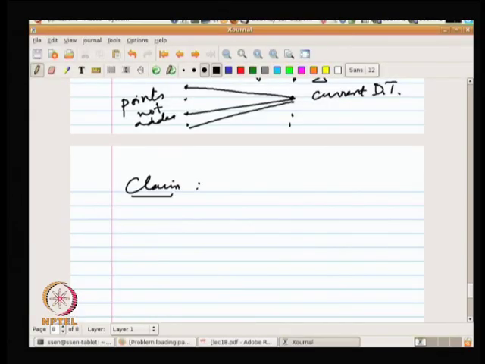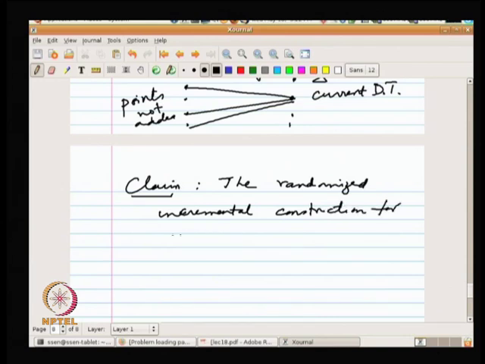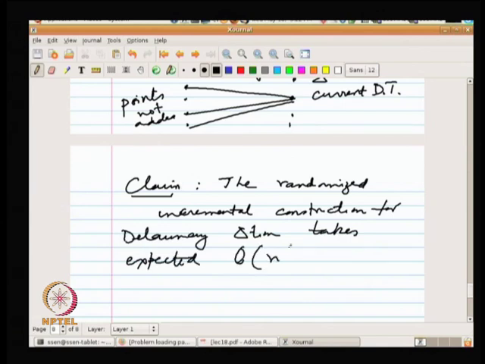Okay. So, to summarize, claim: the randomized incremental construction for Delaunay triangulation takes expected order n log n time for any arbitrary set of points. That is very important. Okay.